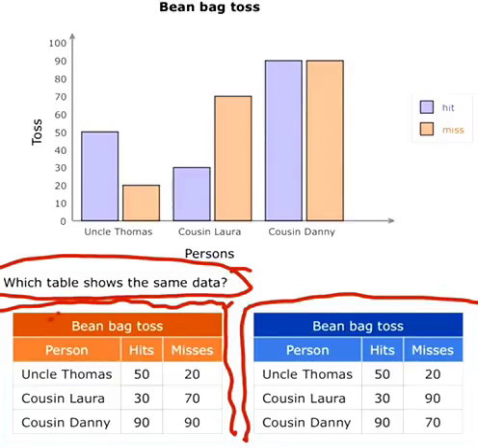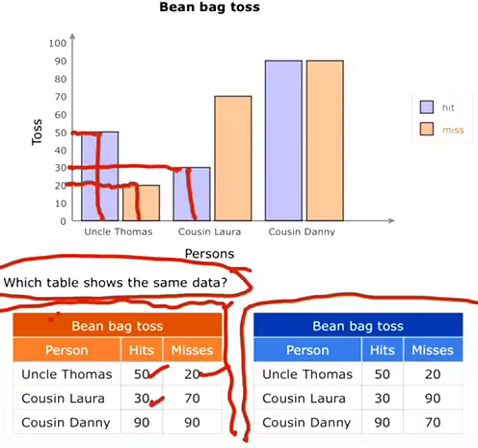This table says that Uncle Thomas had 50 hits. Let's check. Uncle Thomas, 50 hits. That's correct. It also said he had 20 misses. Uncle Thomas, 20 misses. That's right. So we can check, check. Cousin Laura, it says she had 30 hits. So look, 30 hits. That's right.